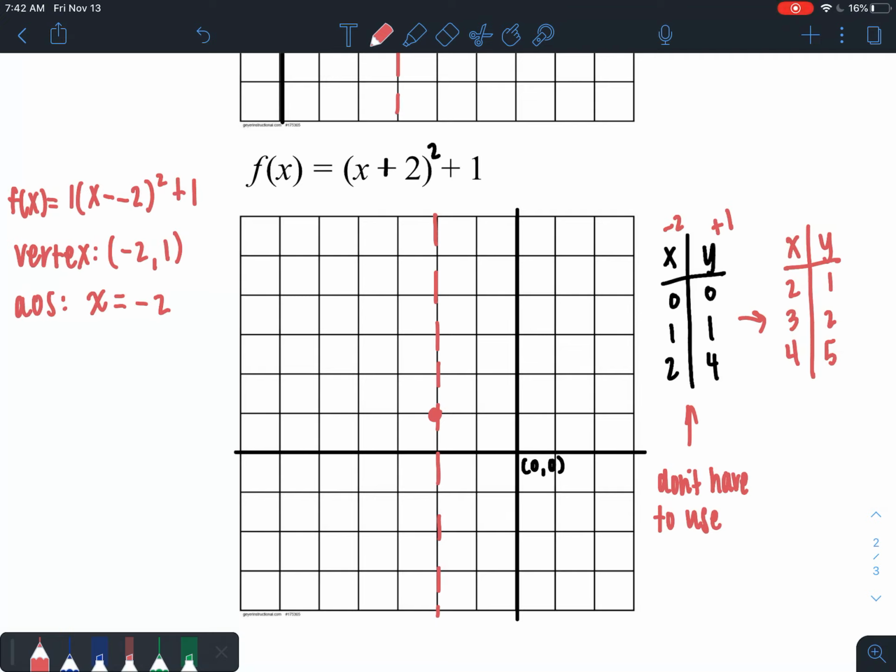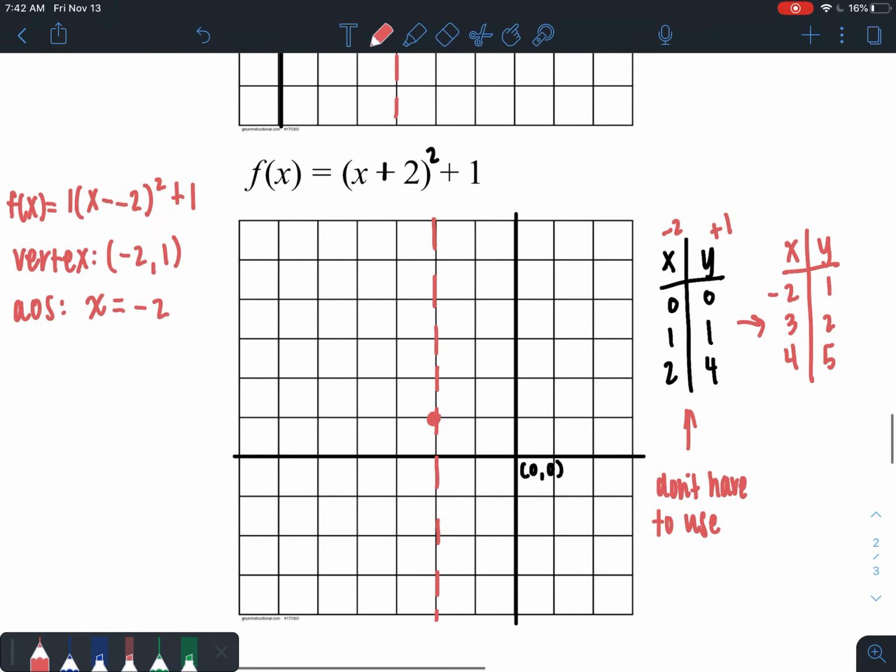Wait, I didn't do that right. Negative 2. I added 2. Negative 2, 1 minus 2 is negative 1, and 2 minus 2 is 0. So negative 2, 0, negative 1, 2, and 0, 5.